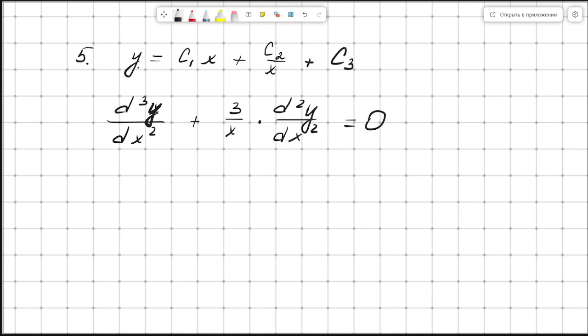You have y. You must find the third and the second derivative and substitute. Abdurrahman. Why you don't write? Write down on the board. Good. Calculate dy over dx.